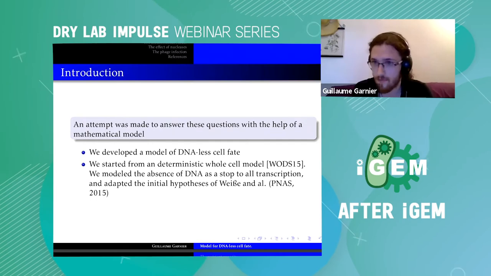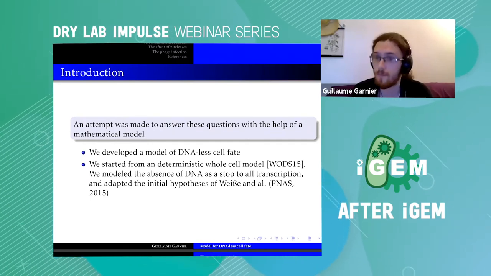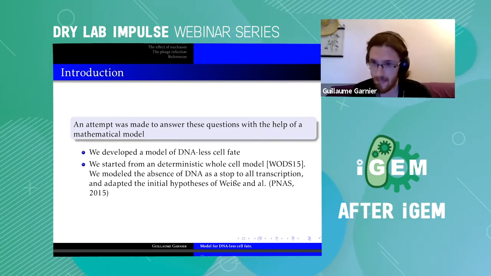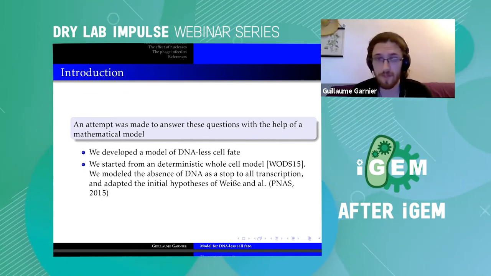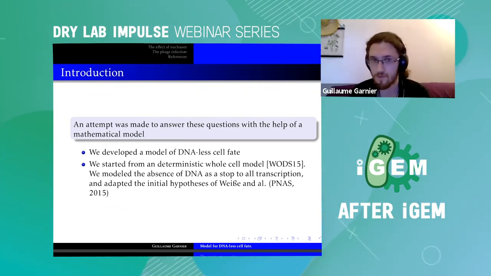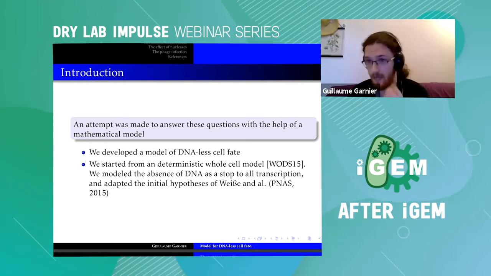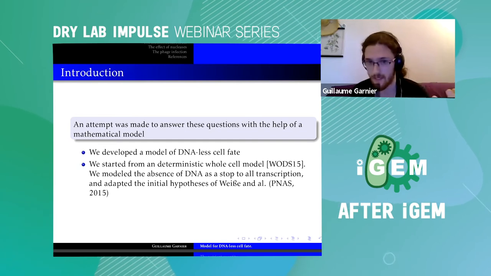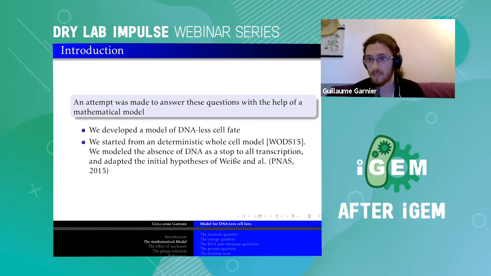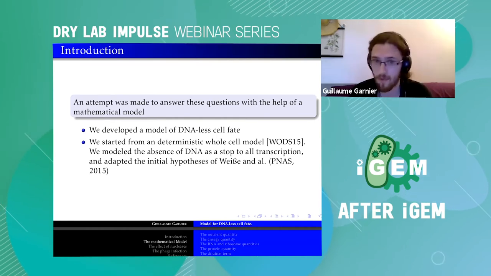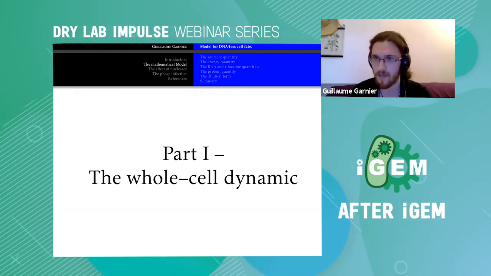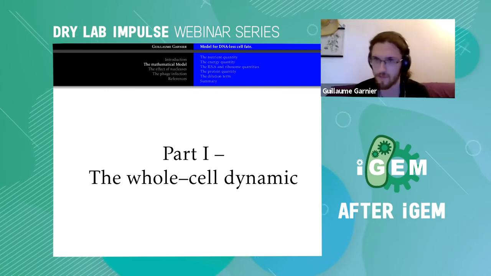To answer these questions, we chose to develop a mathematical model to express the dynamics of a DNA-free cell. For that, we started from a deterministic whole cell model and tried to adapt it to the case where there is no DNA in the cell. The main idea is to set all transcription rates to zero. So in the first part of my presentation, I will describe the dynamics of the cell when there is DNA. After that, I will explain how to adapt it to remove the DNA from the cell.